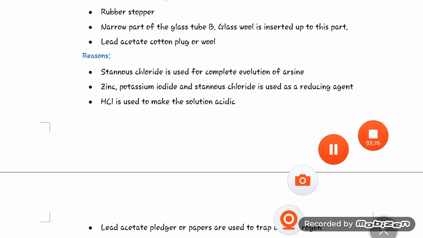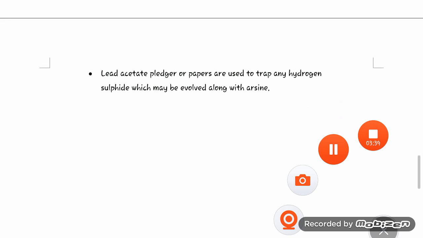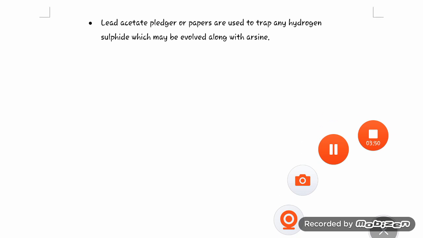Next is the reason. Stannous chloride is used for complete evolution of arsenic. Zinc, potassium iodide and stannous chloride are used as reducing agents. Hydrochloric acid is used to make the solution acidic. Next is the lead acetate cotton or paper, which is used to trap hydrogen sulfide which may be evolved along with arsenic.